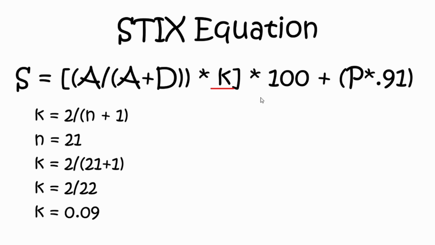The first value we're going to look to obtain is K. K is a 21-day exponential smoothing average. This equation will equal 2 divided by n plus 1. Since we're looking at 21 days, n will be 21. So it's going to be 2 divided by 21 plus 1, which will be 2 divided by 22, and that will equal 0.09. So let's plug this number into the equation.